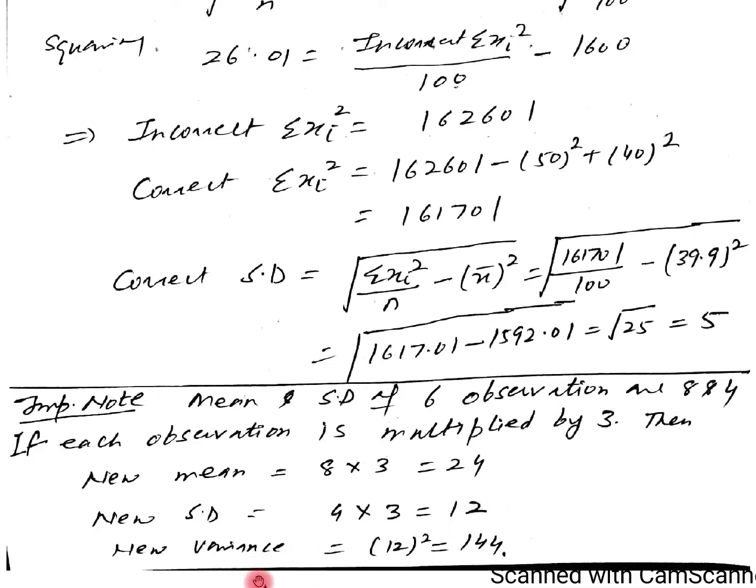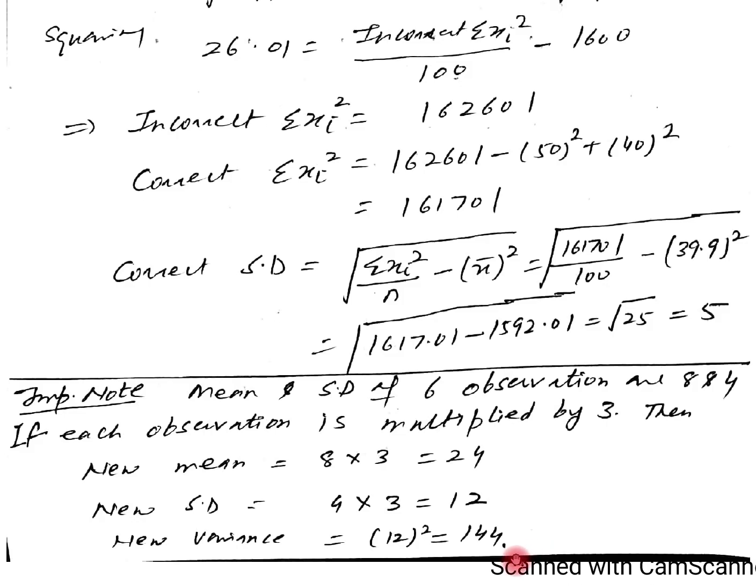And the new variance will be the square of this, so it is 12 square, which is equal to 144. It has been asked in the question. See, this point is very much important.